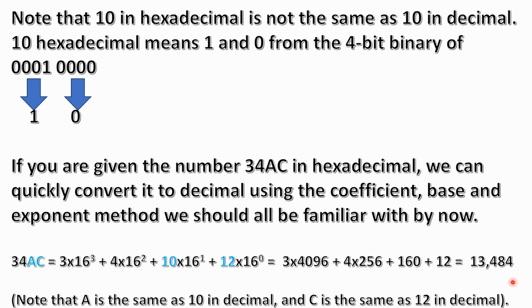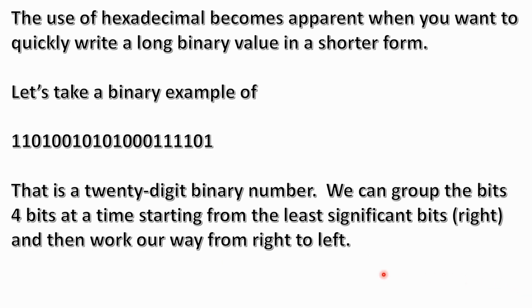Again, note that A is a 10 in decimal and C is 12 in decimal. So hopefully that helps. The use of hexadecimal becomes really clear when you want to quickly write a long binary value in a shorter form. So let's take a binary example here. We've got this long number, I'm not going to read it out, all these ones and zeros. It's a 20-digit binary number. We can group those bits, 4 bits at a time. We could start from the least significant bit all the way out to the most significant bit.